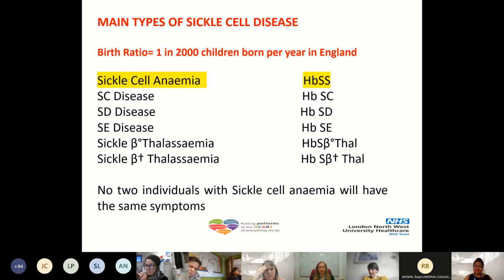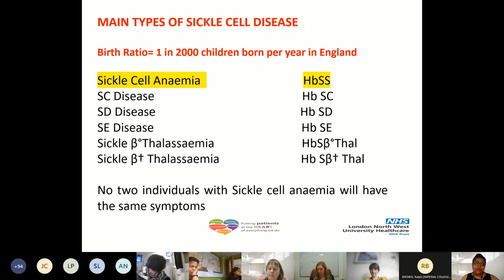Okay, so the birth ratio is about 1 in 2,000 children born with sickle cell disease per year in England, not the UK. I've only got figures for England. As you can see, there are lots of different types, 6 types of sickle cell disease, but the sickle cell anemia that I've highlighted there, the hemoglobin SS, is the most severe of all of them, and the child or the adult tends to have a lot more sickle pain crisis and suffer quite a lot more problems.